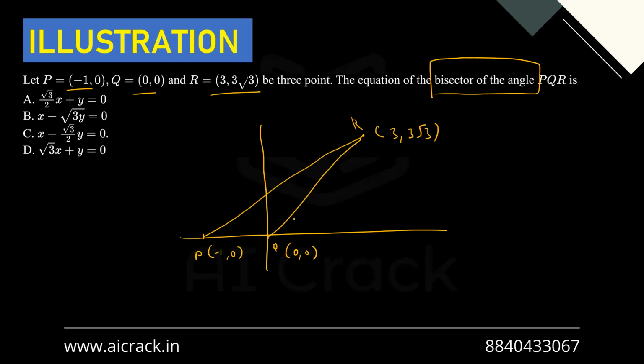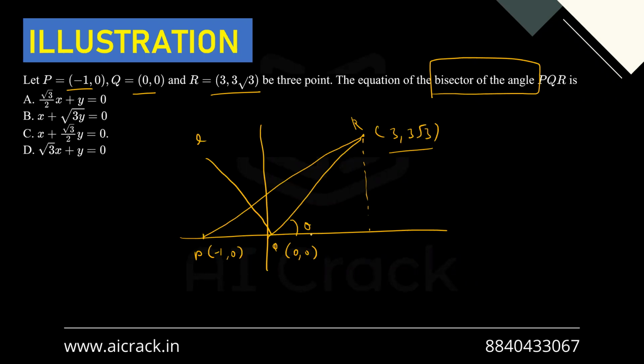Now we have to find the angle bisector of angle PQR. So let's say this is our angle bisector. Let's say this line is L. Now we know the point. To find the equation, we need the slope. Now what information is being given for the slope? So let's try to drop certain perpendiculars, because I get a feeling that this might give something. 3 and 3 root 3 would give me something.